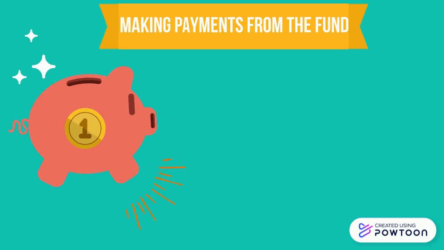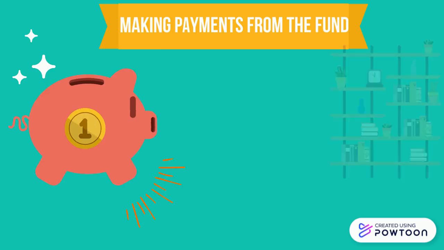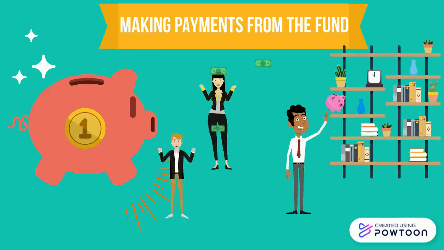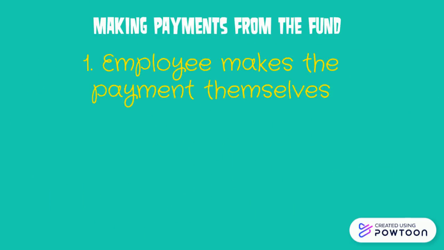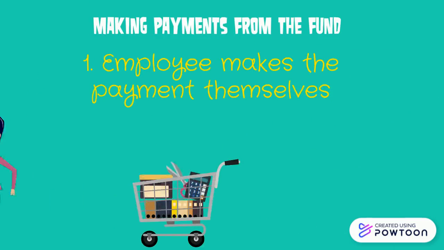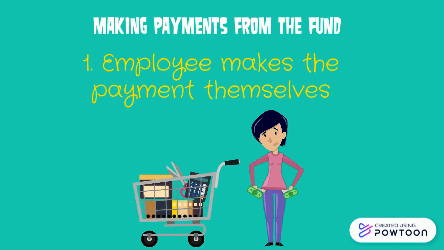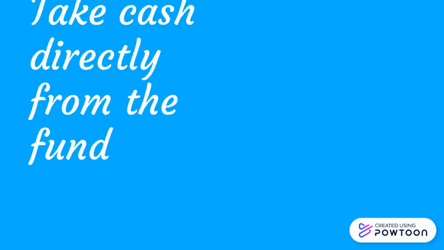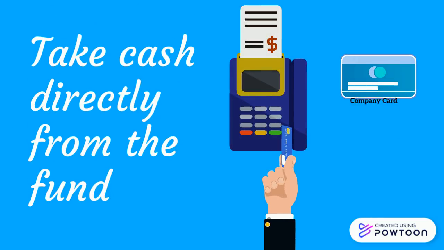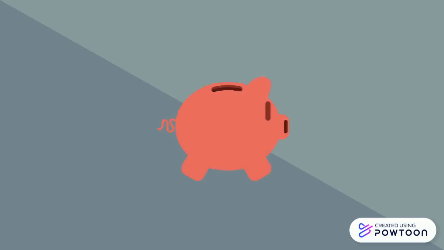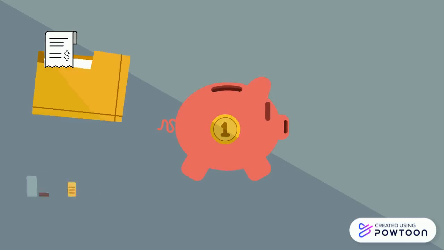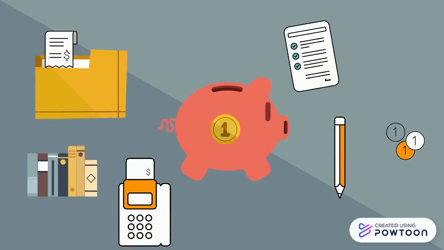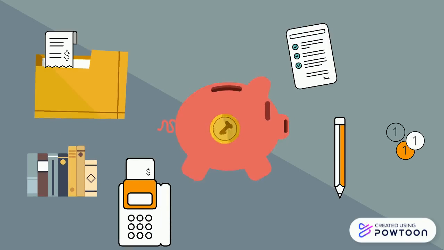Once the fund has been established, the cash can be used for business-related expenses, and there are 2 different ways that the cash can be used. Either employees can personally make the payment for the business and then get reimbursed from the fund, or, alternatively, cash can be taken straight from the fund. It is important that all receipts are kept after using money from the petty cash fund to keep track of what the money was used for when it comes to filling out the journal entries.